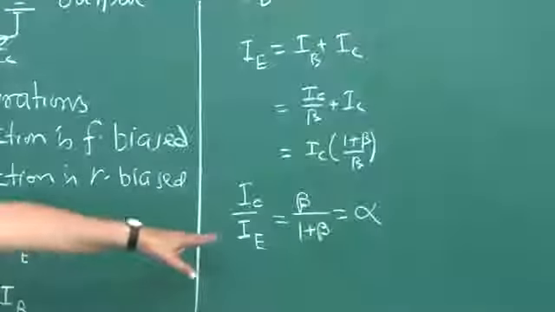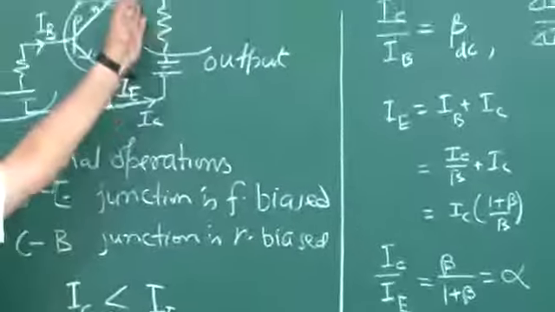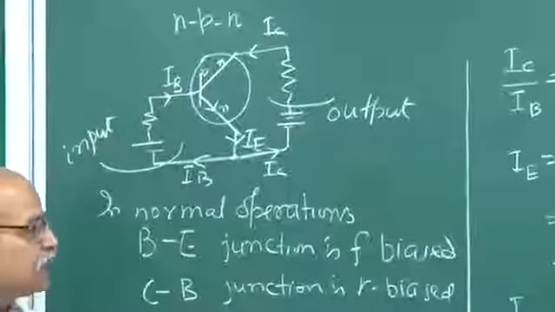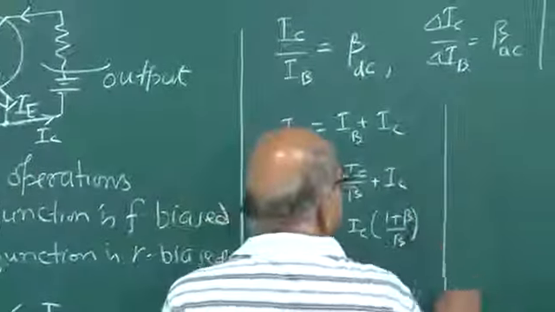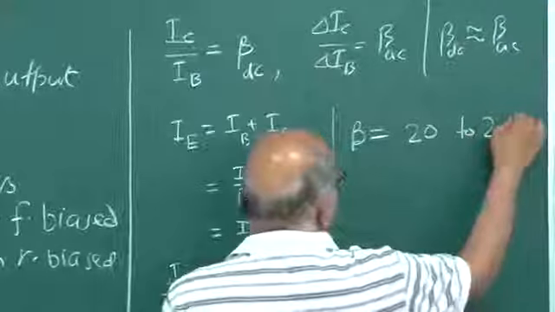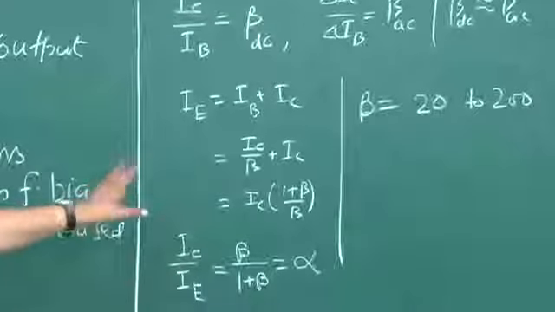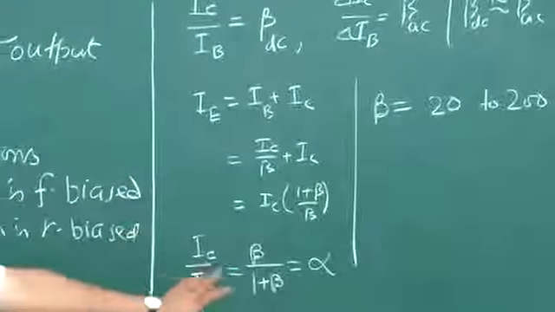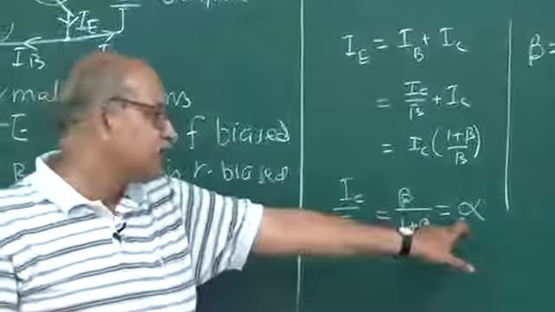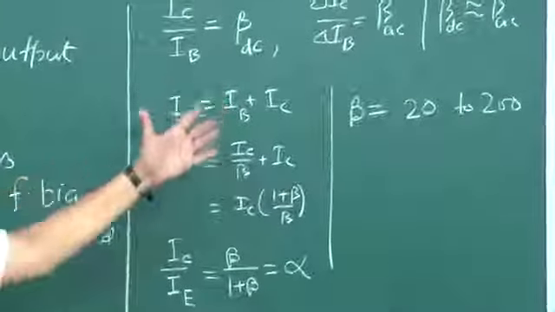So, alpha tells you what fraction of emitter current goes through the collector, whereas beta tells you the current ratio between this output collector current and this input base current. Typically this beta will be something like 20 to 200. 50, 100 is quite common, and correspondingly alpha is 0.98, 0.99. So alpha will be a number close to 1, like 0.98, 0.99, 0.995 or 0.985, whereas beta will be a big number, 50, 70, 100, 200. So, that is alpha and beta.